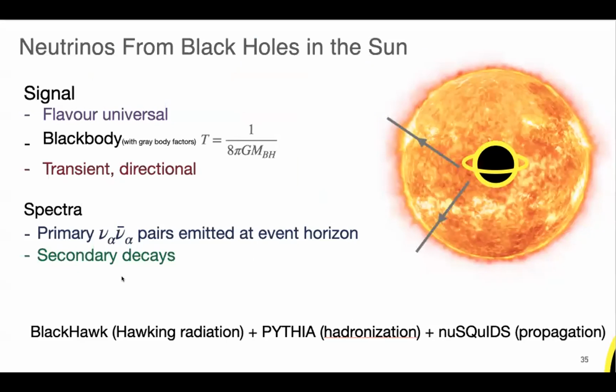Last thing that might have occurred to you is if you have small black holes forming in the sun, they could evaporate and give you neutrinos. And so that's something we also considered. You get a flavor universal neutrino spectrum. They'd be directional, just like from dark matter annihilating in the sun.